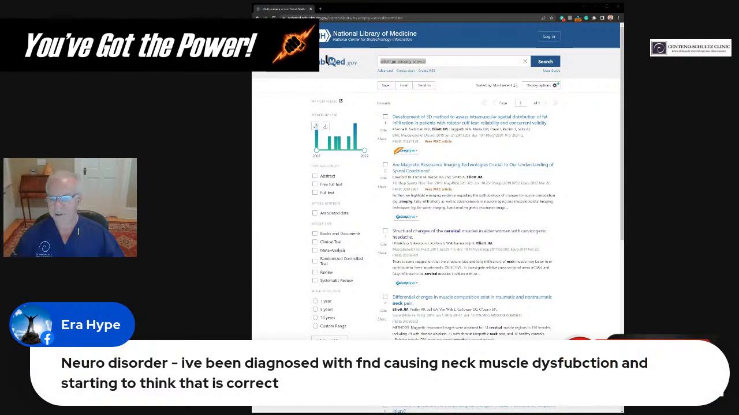Neuro disorder. I've been diagnosed with FND causing the... Era, I don't recognize FND as a diagnosis. That's a functional medicine diagnosis, but not a medical one. So I don't recognize that diagnosis. I'm not quite sure what to tell you there. And what I mean by don't recognize is it's a big black box in which functional medicine doctors throw a patient category into, rather than a specific diagnosis that would yield, here's exactly what's wrong and here's what we need to do about it.